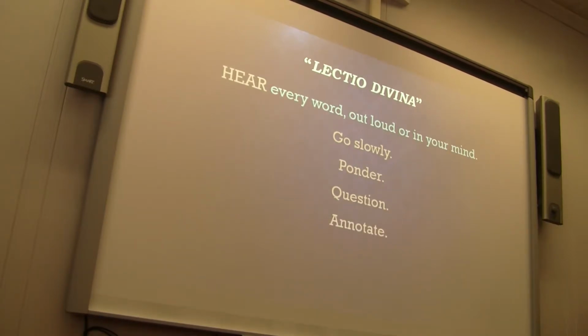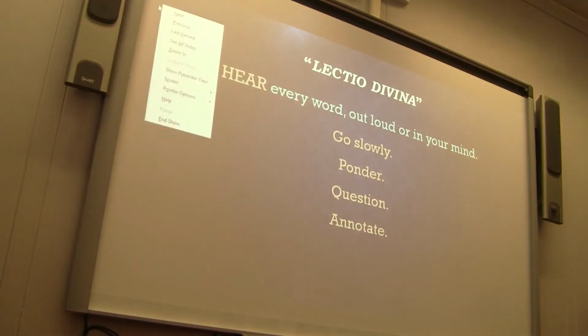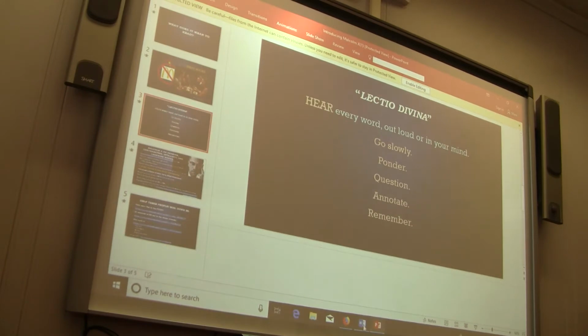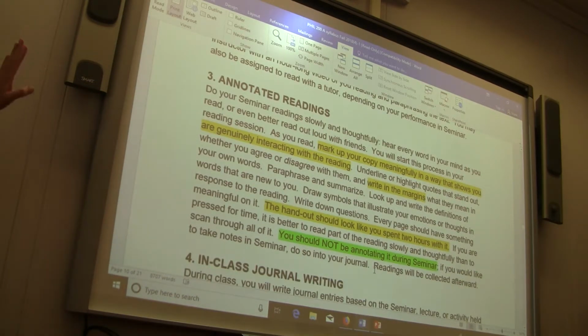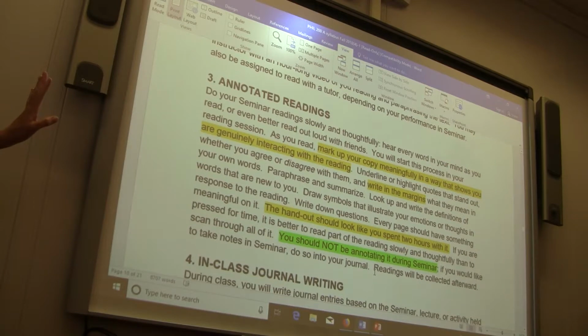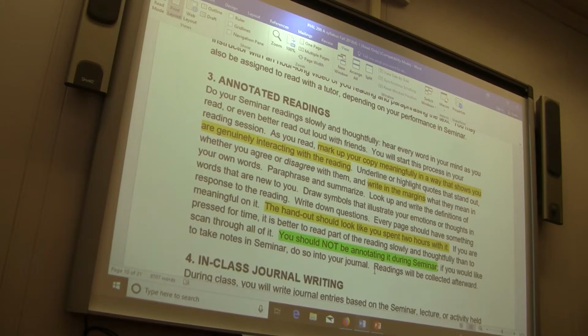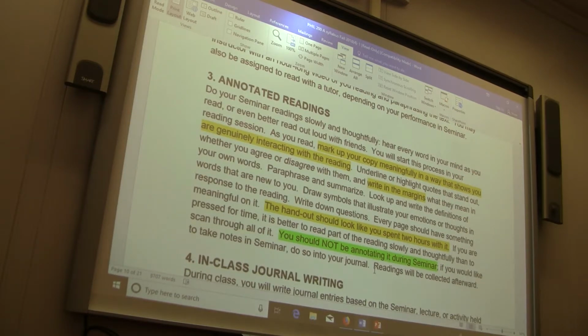And then annotate the reading. We'll practice doing this today. That means marking up the text in a way that shows how you're interacting with it. Let me pull up the section of the syllabus that deals with this real quick. I encourage you to take a look at it again online. But this is kind of what annotating means. As you read, mark up your copy meaningfully in a way that shows you're genuinely interacting with the reading. Underline or highlight quotes that stand out, but you've got to get beyond this. Just underlining isn't enough. Anybody can underline a bunch of random quotes in a reading. It's what you write that really matters.